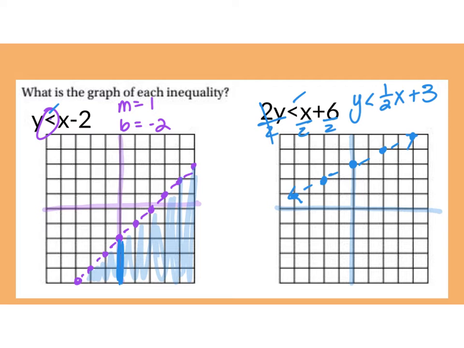The next part of the process is deciding if we're shading above or below. Again, going back to that same symbol, correct? And again, it's saying that all the y values need to be less, so that would be all these values that are less than that point or that line.